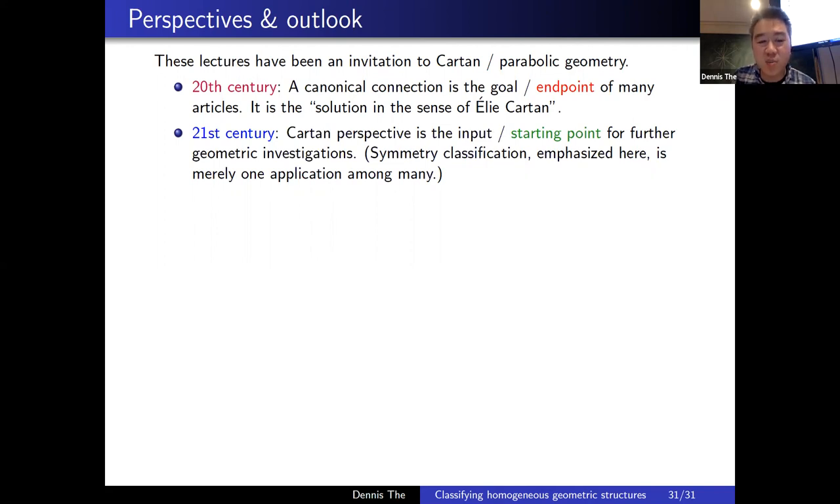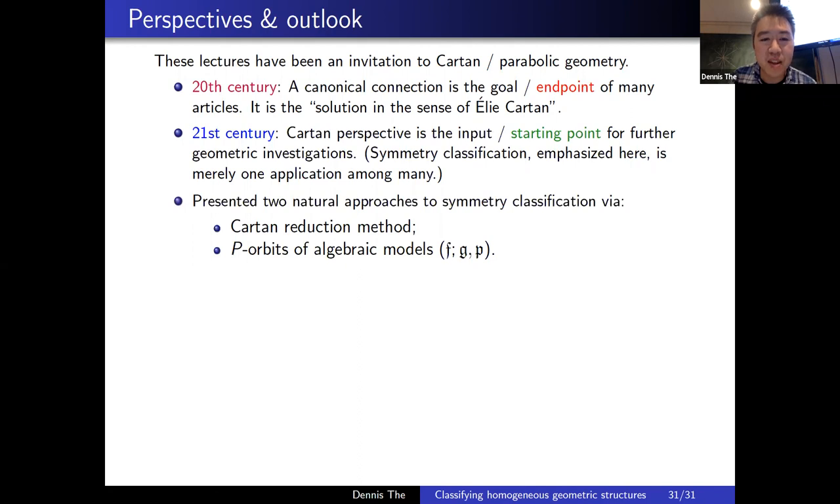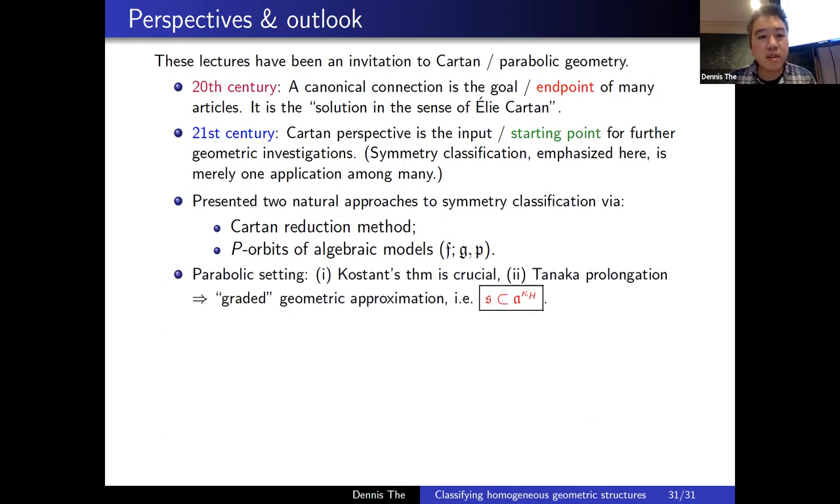Symmetry classification, emphasized here, is merely one application among many. We presented two natural approaches to symmetry classification via the Cartan reduction method, and then this P-orbits of algebraic models. Effectively, they're equivalent, but there are some features that I like about using this second method, as well as about how you state the final result. In the parabolic setting, Kostant's theorem is crucial to getting going and identifying this fundamental part of the curvature, the harmonic curvature part. Tanaka prolongation, you also saw, plays a nice role in giving you a graded geometric approximation. So this statement: S is contained in this Tanaka prolongation. So F, the symmetry algebra, is a filtered sub-deformation of this Tanaka prolongation.